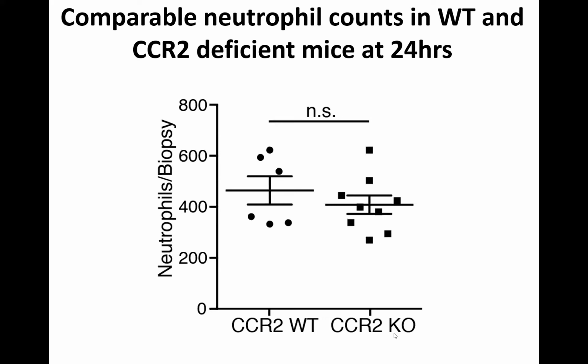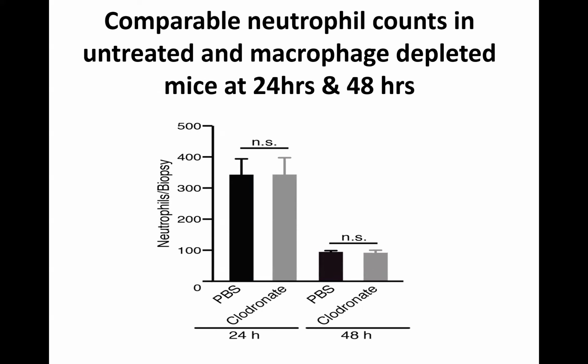We took the CCR2 knockout mouse. Now, this mouse keeps all of its monocytes in the bone marrow. The monocytes can't get to the injury site, and so there's no monocytes there. And yet, the neutrophils disappear just as effectively. If you deplete all macrophage in the system using clodronate liposomes, the disappearance of neutrophils is identical whether you have macrophage there or not. And so this, for the first time, really got us thinking, this just is not what the textbook said.